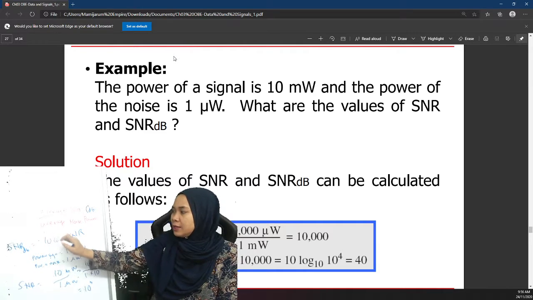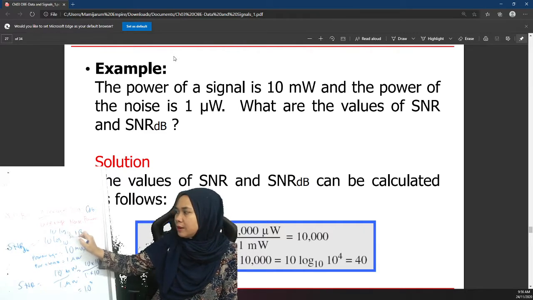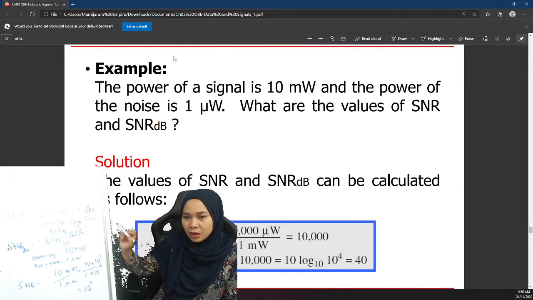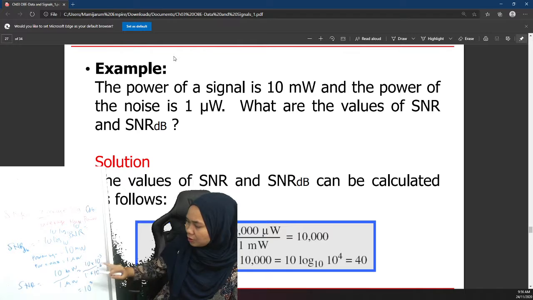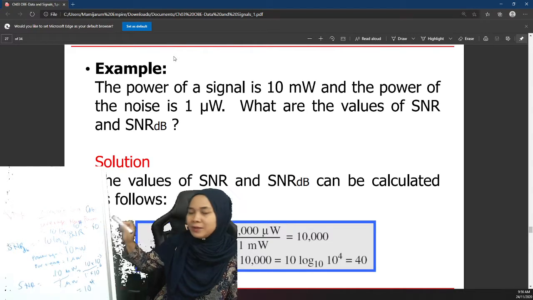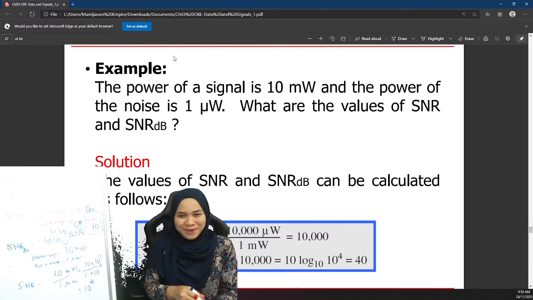Kalau kat sini kita akan dapat 10 log 10 kuasa 3, kita akan dapat berapa? 10 kuasa 3 atau 10 kuasa 4? Sorry, 10 kuasa 4. Okay, kita akan dapat 40. So this is SNRdB. Okay, alright.